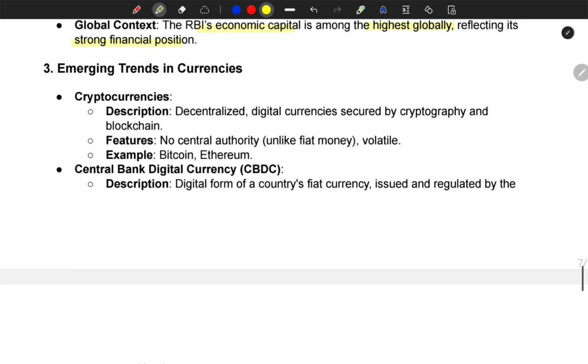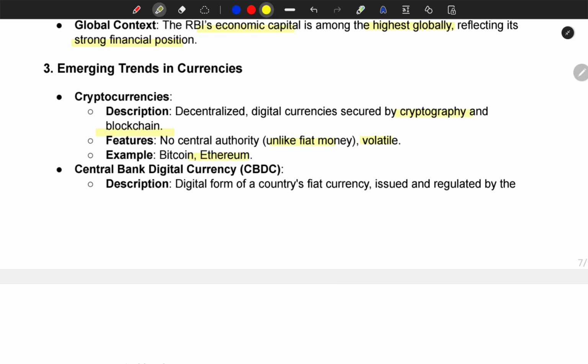Emerging trends in currencies. Cryptocurrencies. Description: decentralized digital currencies secured by cryptography and blockchain. Features: no central authority, unlike fiat money. Volatile. Example: Bitcoin and Ethereum.